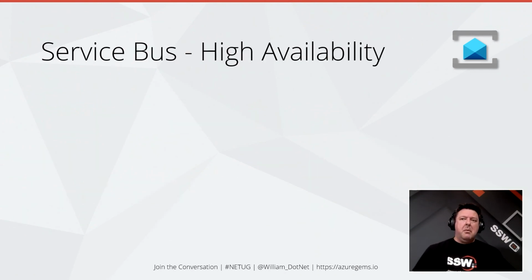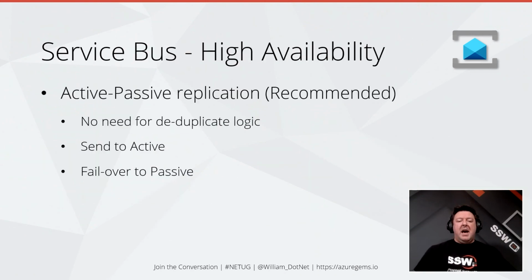There is a more recommended way. It's the active-passive replication pattern. You don't need to develop the deduplication logic. And how we do that is to just send our messages to the active region, or the active bus, and only when something goes wrong do we fail over to the passive region.